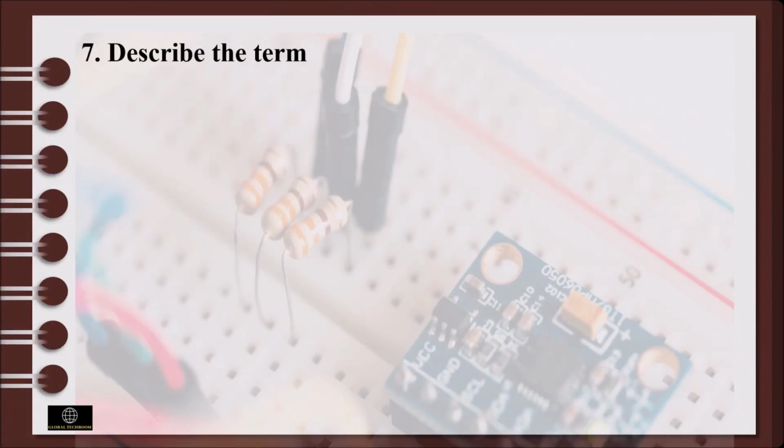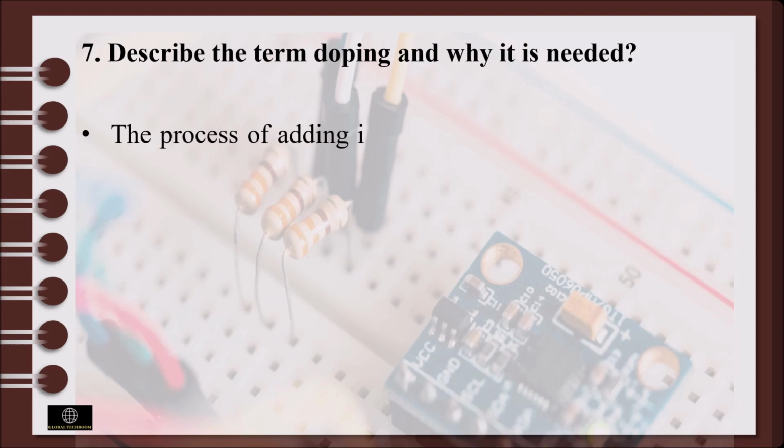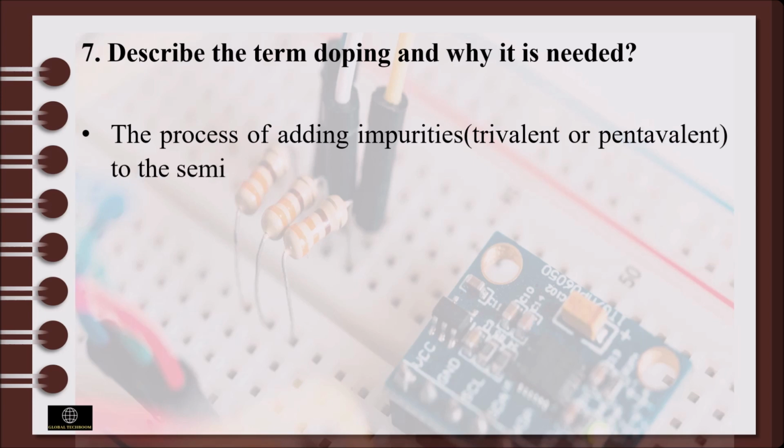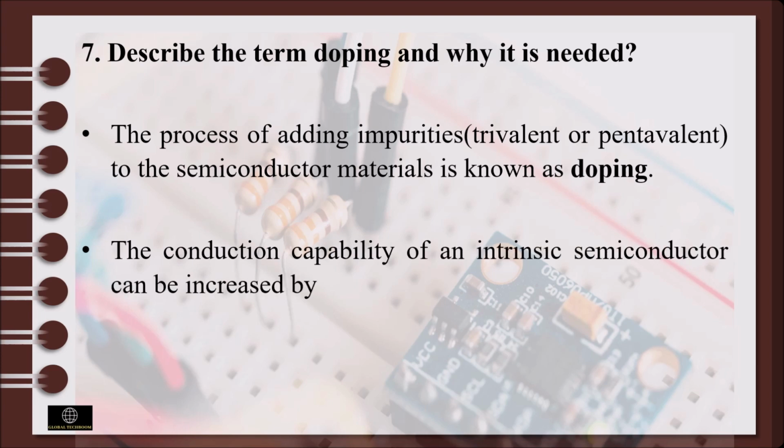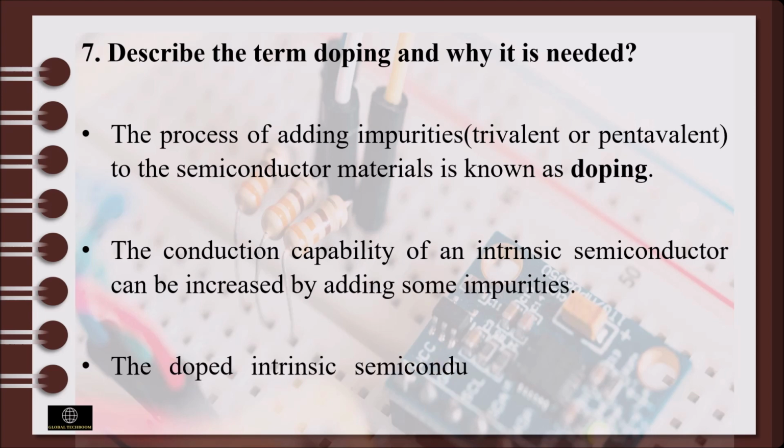Describe the term doping and why it is needed. The process of adding impurities, that is trivalent or pentavalent, to the semiconductor material is known as doping. The conduction capability of an intrinsic semiconductor can be increased by adding some impurities. The doped intrinsic semiconductor is called an extrinsic semiconductor.